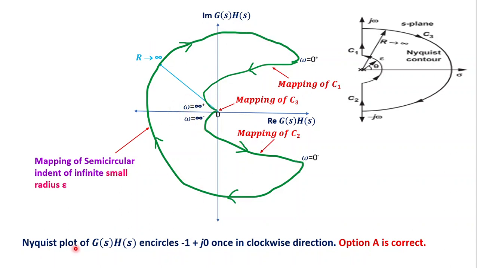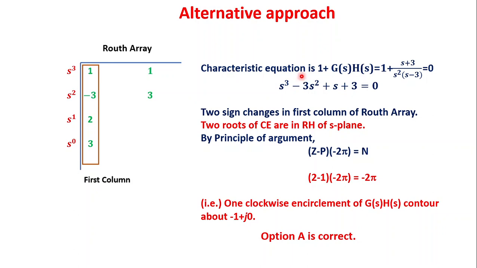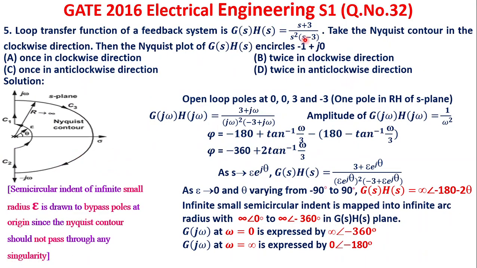That is why the Nyquist plot encircles minus 1 plus j0 once in the clockwise direction. The question is not whether the system is stable or not. Of course, the same problem we can do in a very simple manner if we use this alternative approach. We know the characteristic equation because we know G(s)H(s). This is (s plus 3) by s square into (s minus 3).